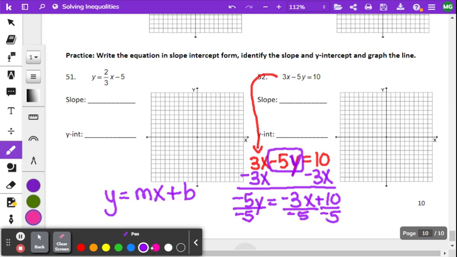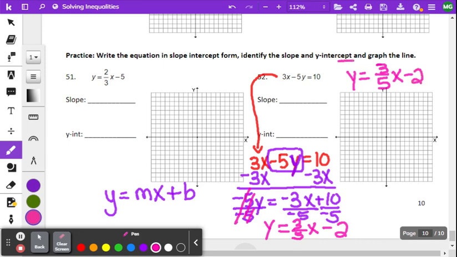So in dividing that by negative 5, this cancels out and we're left with y equals a negative over a negative becomes a positive 3/5 x. 10 divided by negative 5 gives us minus 2. So now you should be able to graph that. 3/5 of x minus 2. Now that it's in slope-intercept form.